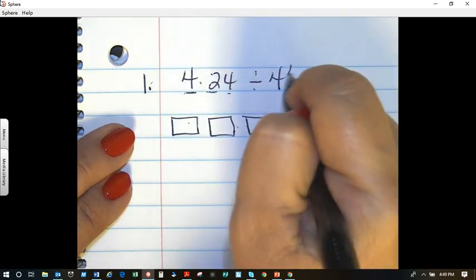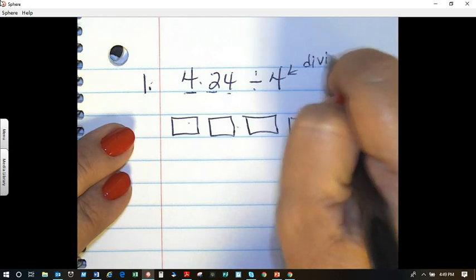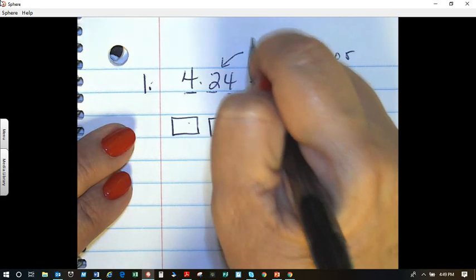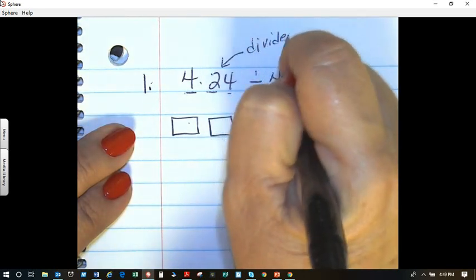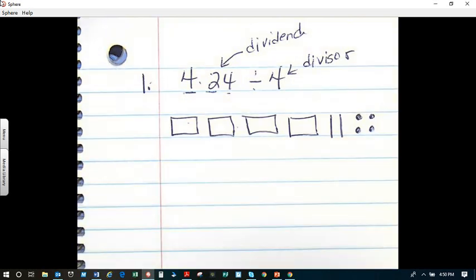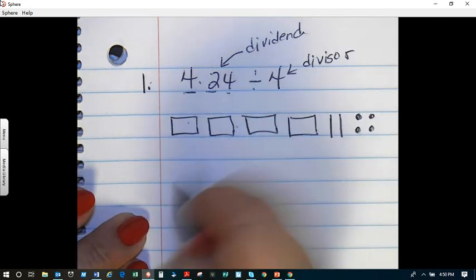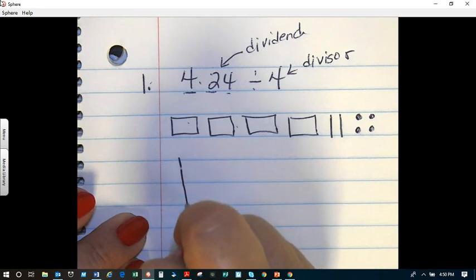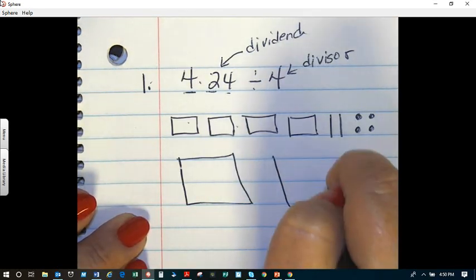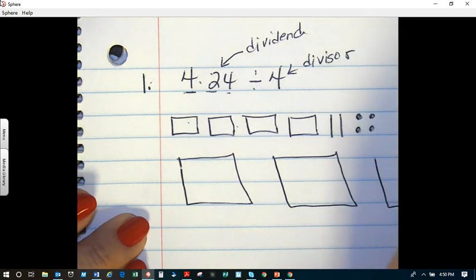Because remember, this is going to be my what? Divisor. Very good. And this is called my dividend. And it's called the dividend because it's the number we're breaking apart or dividing up. So I have 4 groups. So it's 1 group, 2 groups, 3 groups, 4 groups.